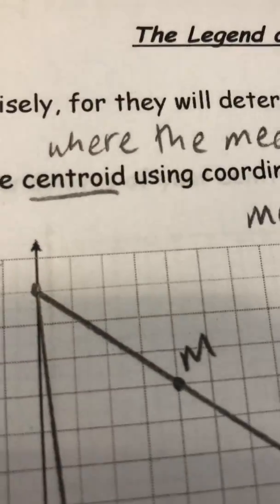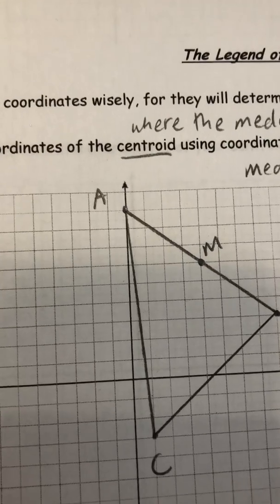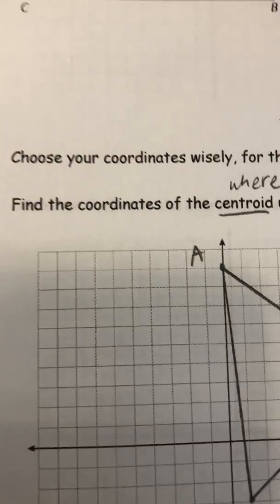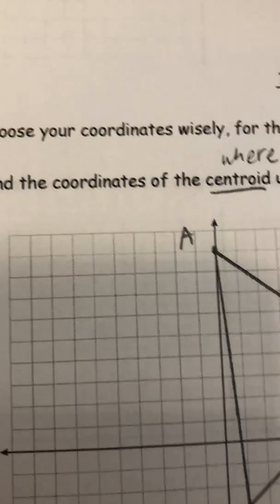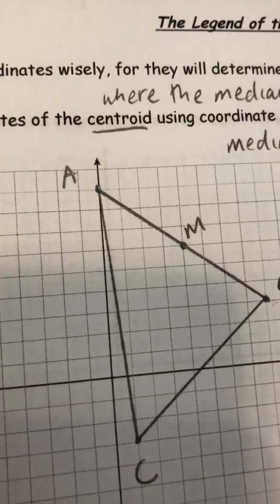Now I'm going to do the same thing, but I'm going to find the equation of the median to BC. It could be any one. I'm choosing this one because this is more challenging. Sometimes if you pick another one, it actually becomes easier. But if you see the harder one, you'll be able to do the easier one.